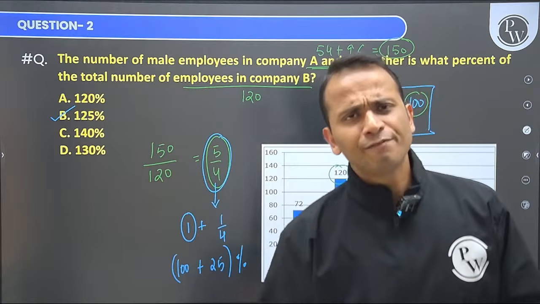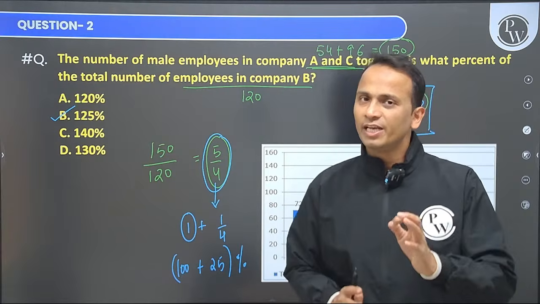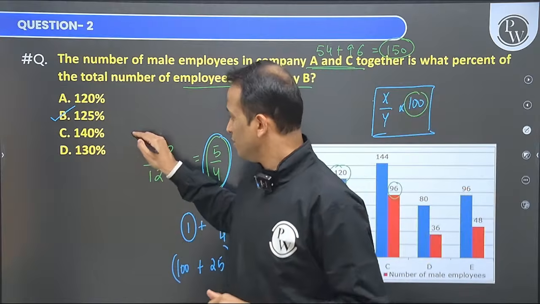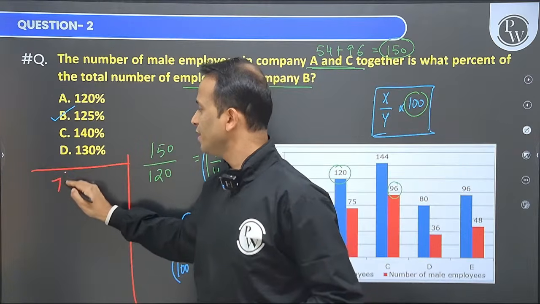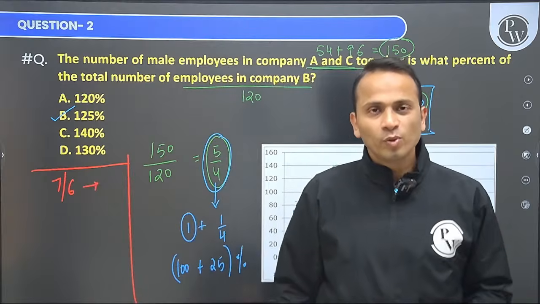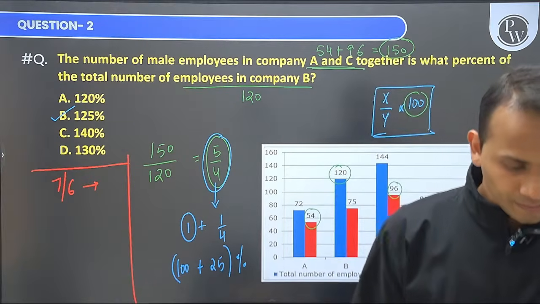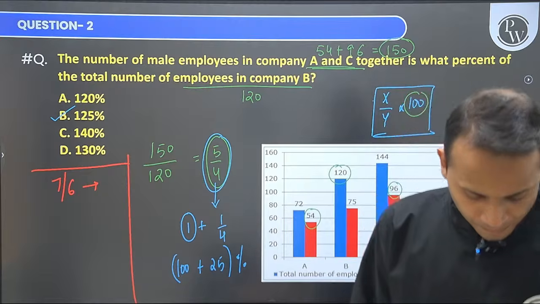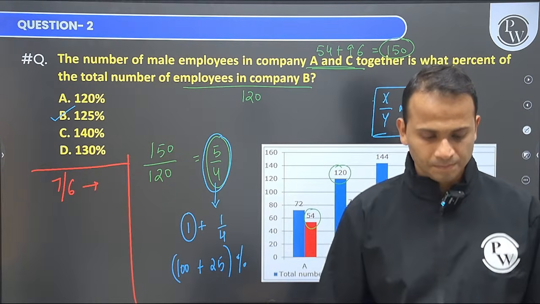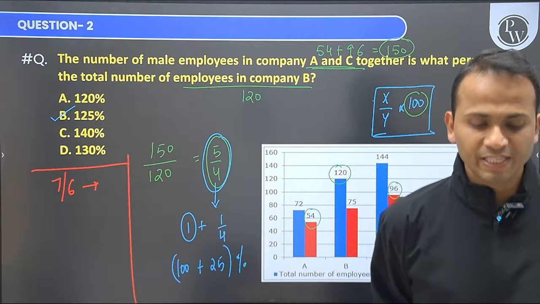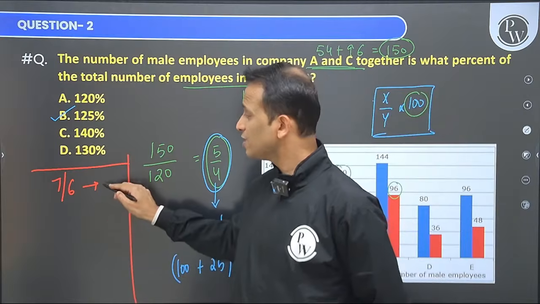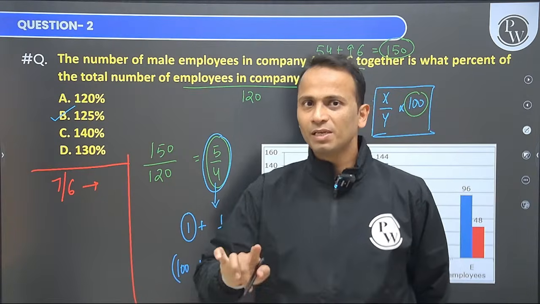So I'm writing a fraction. Can you please convert that fraction in terms of percentages? So the fraction for all of you, 7 upon 6. Can you convert it in terms of percentages very quickly? Lovely, lovely. Good. So 7 upon 6 can be written as 1 plus 1 by 6.